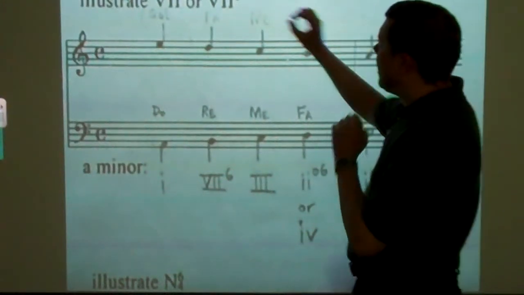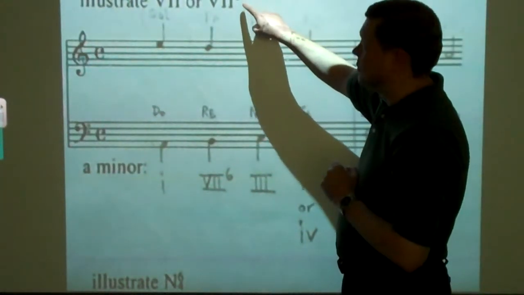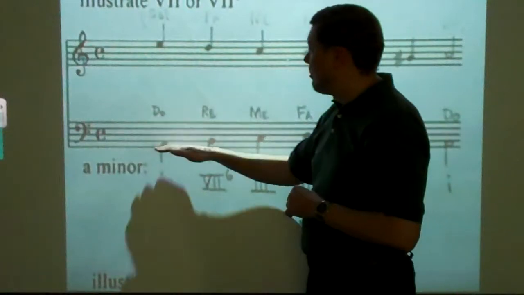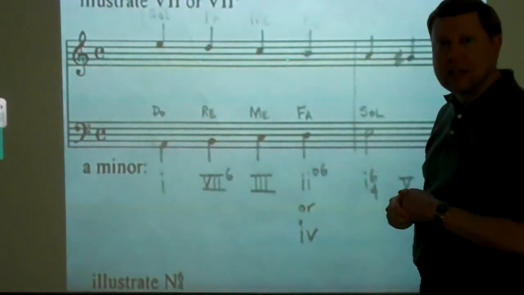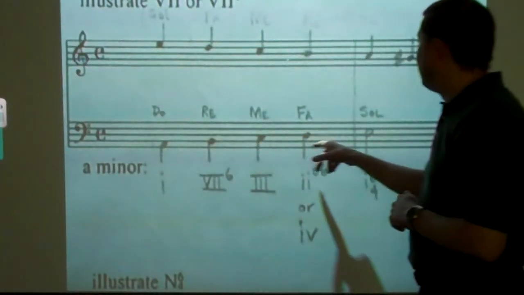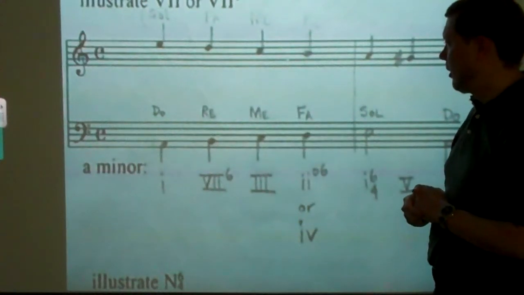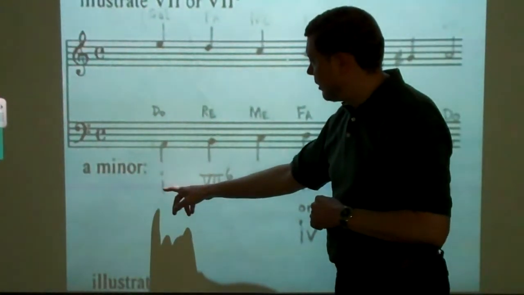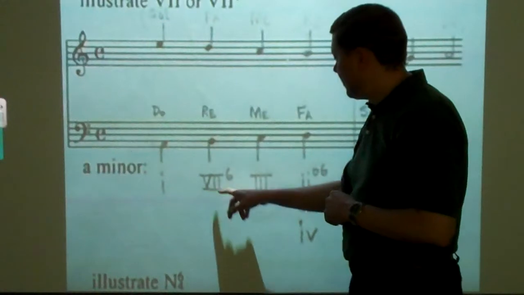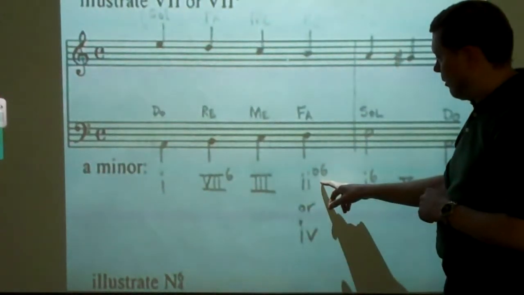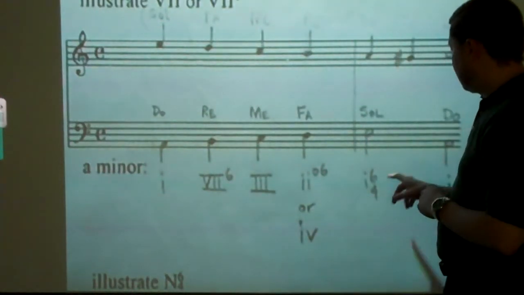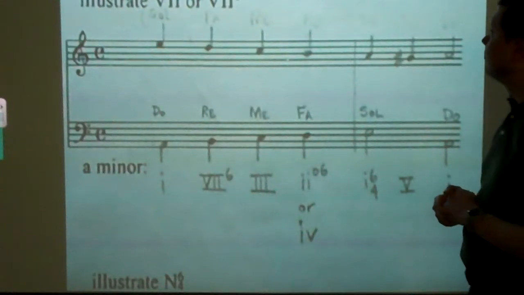But you must remember that with the 7 in first inversion, 7-6, it harmonizes an ascending bass line. Do, re, mi, fa, sol. Therefore, the chords once again would be 1, 7, 6, 3, 4, or 2 diminished 6, and then 5.